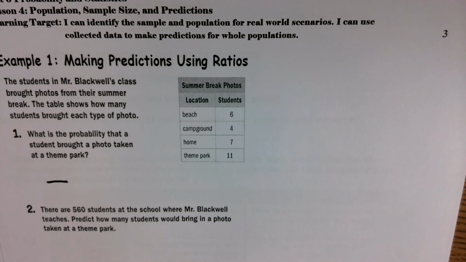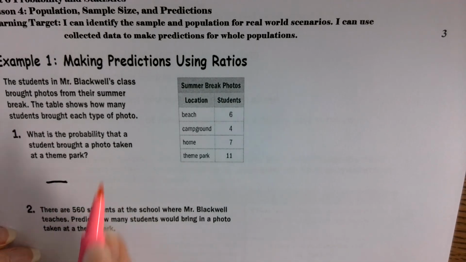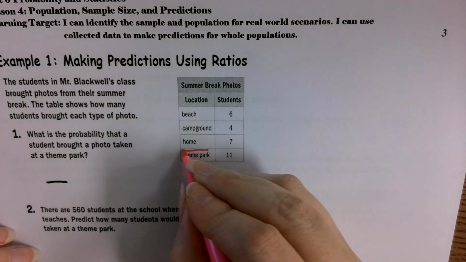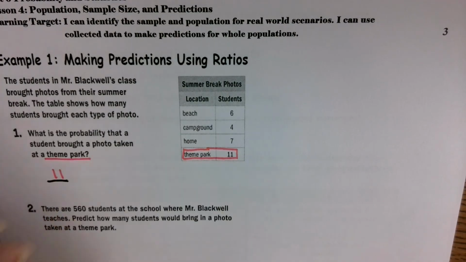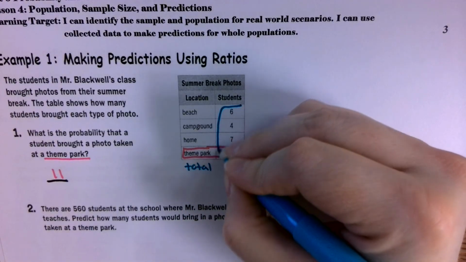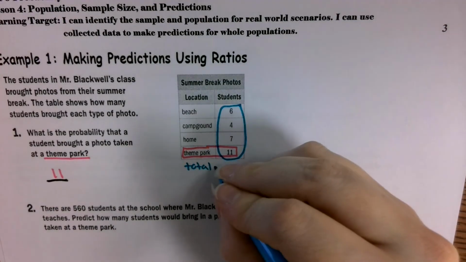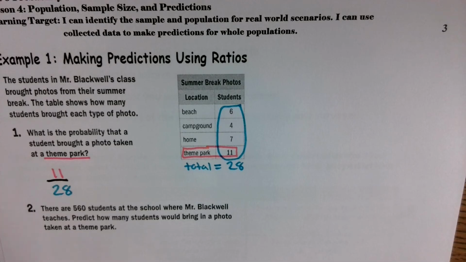Okay, so we know that probability, we like to set it up as a fraction. What value or number is going to go on the top of my fraction based off of what they're saying? 11, right? We have 11 people who went to the theme park, and that's what we're focusing on. What value are we going to put for the denominator? The total, all of it, right? What is that total? 28. So we're now going to add all of those numbers together, and that's going to equal 28. So 28 is going to go on the bottom. So there's our probability. We have 11 theme parks out of 28 total students.